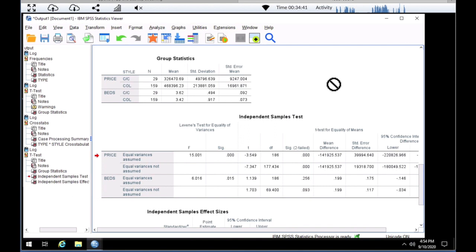So that's basically the t-test. And the t-test is a very, very handy thing to know. It's very often handy to compare two groups against each other.